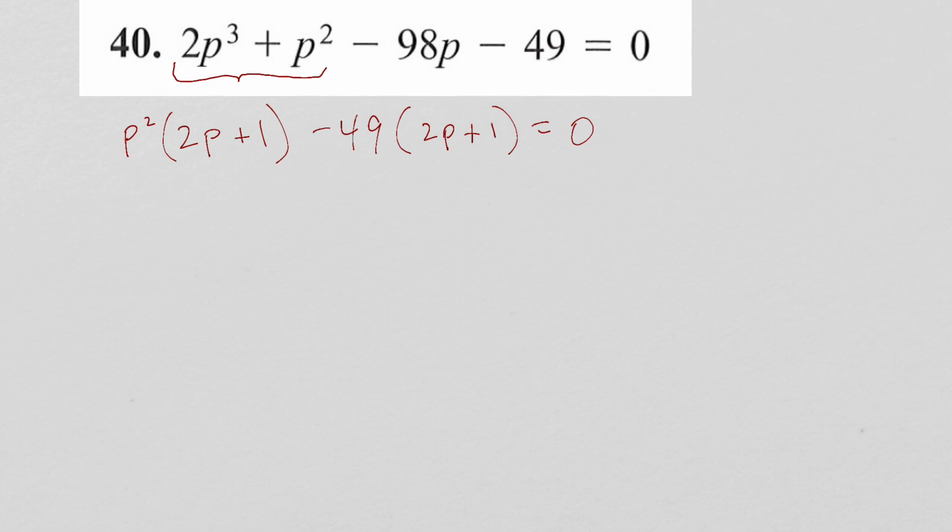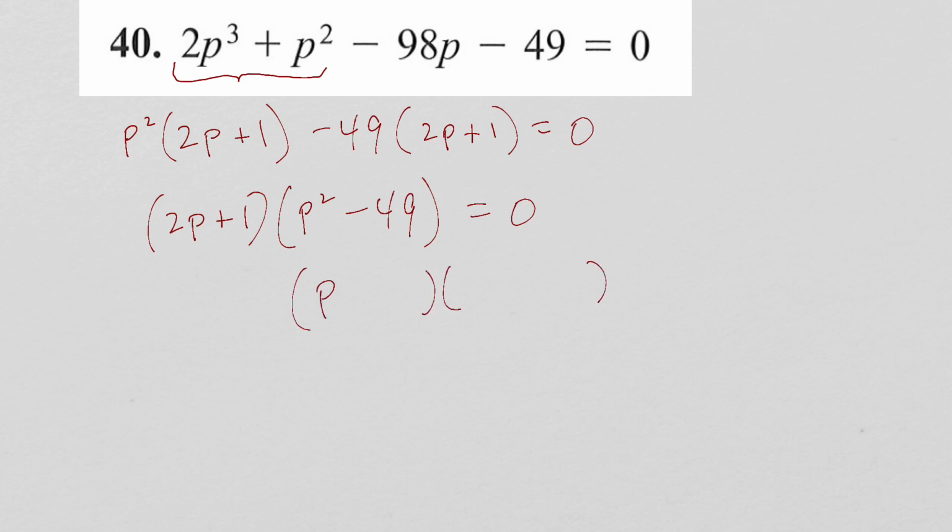Now when I look at this, the common factor is 2p plus 1, so I pull that out, and then I'm left with p squared minus 49. Now I can't stop here because this is the difference of two squares, p squared minus 7 squared. So I'm going to get the conjugate pairs for this. This is p plus 7 and p minus 7. And I still have this.